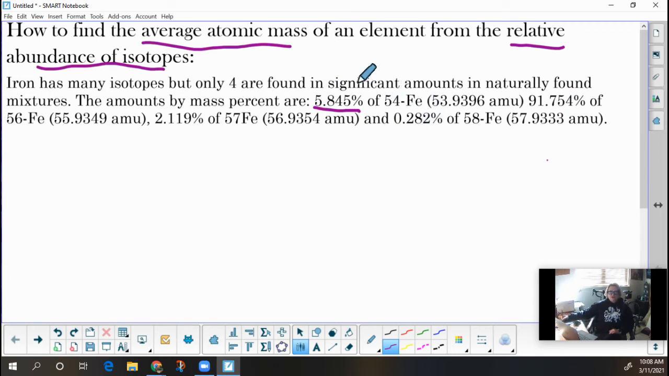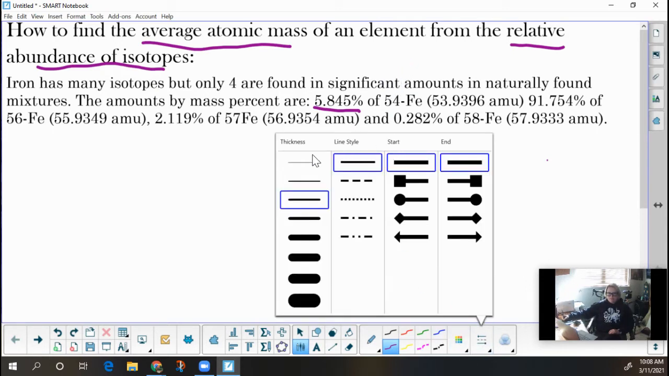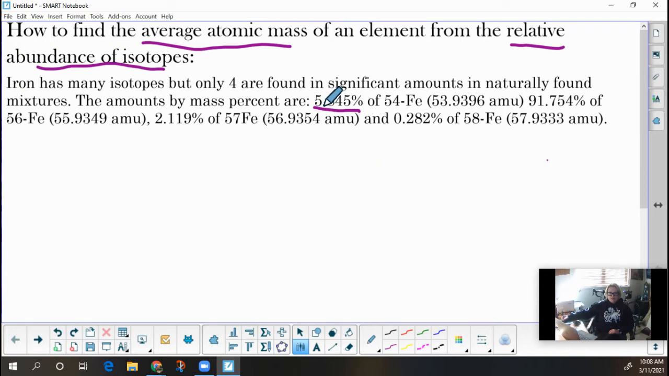The goal for this is to use all this information to come up with the average atomic mass that you will find on your periodic table. So to do this, the first thing we do is change the relative abundance into a decimal. To do this, we divide by 100. Dividing by 100 can be done a real short way by moving that decimal place 2 places over to the left.